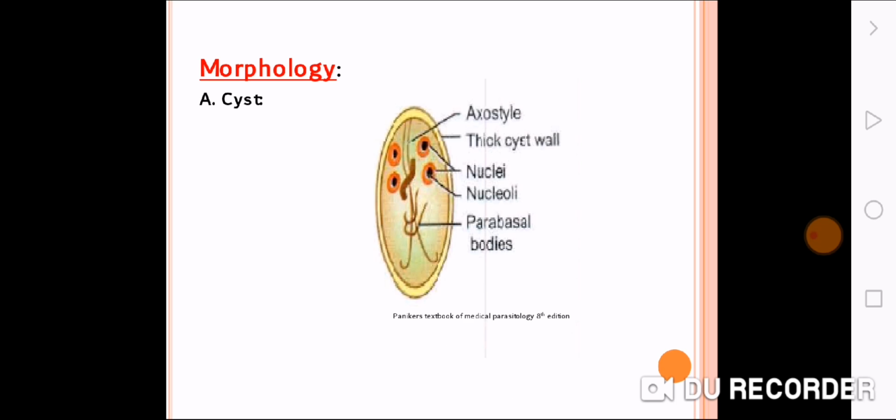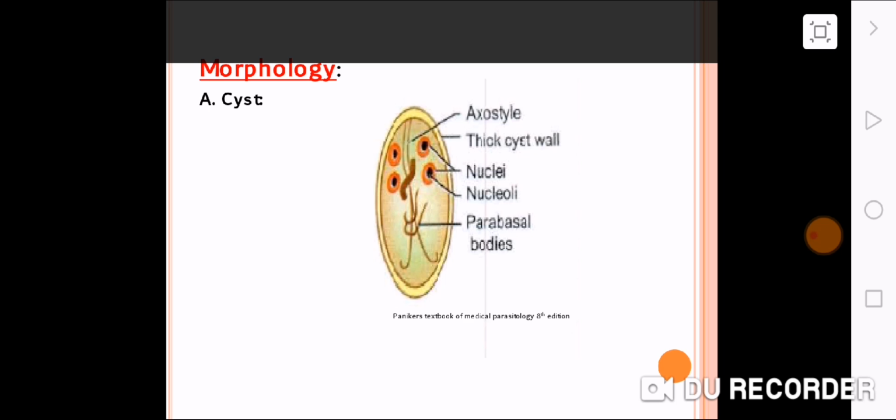The mature cyst has 4 nuclei. When you see a cyst with 4 nuclei, it's a mature cyst. When the host is infected by the mature cyst, the trophozoites will appear in the duodenum within minutes. Here, a process called excystation occurs, which means the liberation of trophozoites from the cysts.